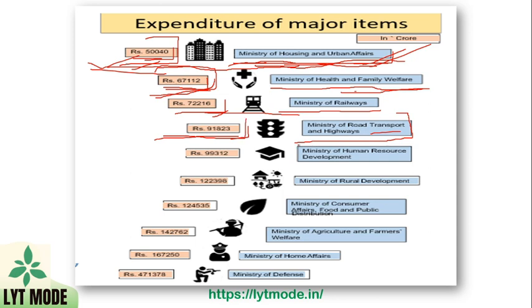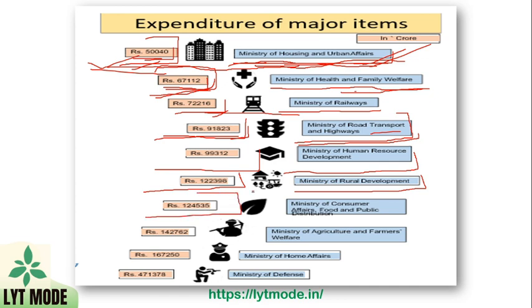So 91,823 crore allocated to the Ministry of Road Transport and Highways, 99,312 crore allocated to the Ministry of Human Resource Development, and 1,22,398 crore allocated to the Ministry of Rural Development. This amount is allocated to the Ministry of Consumer Affairs, Food and Public Distribution.